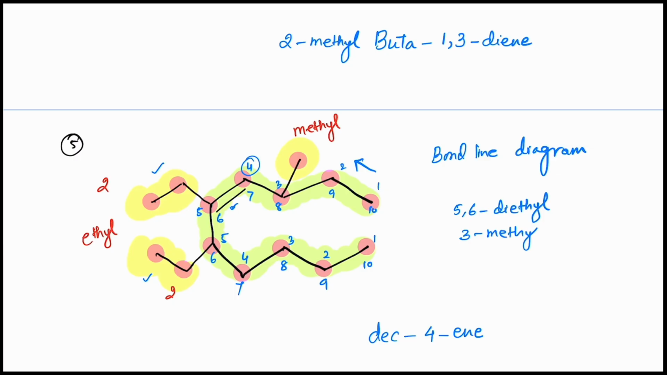When writing the name of the compound, we write alphabetically. So we will first write 5,6 diethyl, then 3 methyl, dec-4-ene or deca-4-ene. That is the name of this compound.